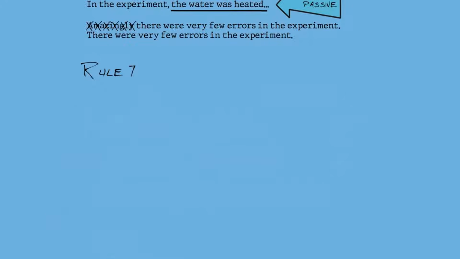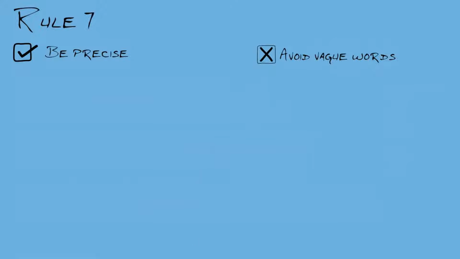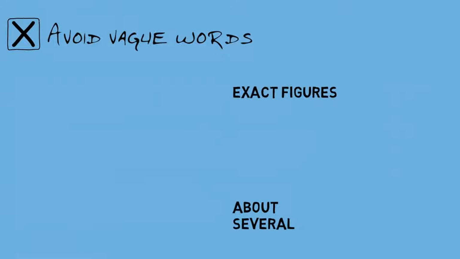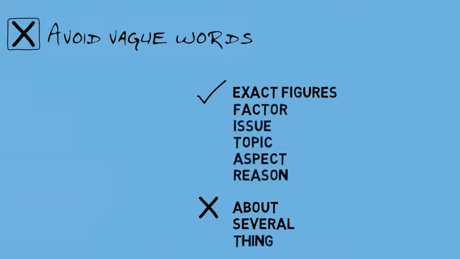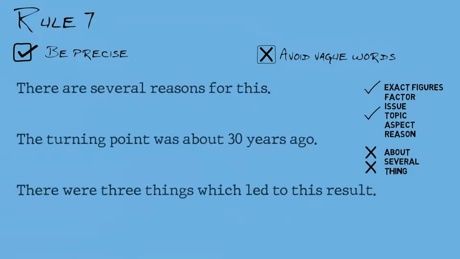Rule 7. Be precise and avoid vague words. In academic writing, you should try to be as precise as possible. So if you have exact figures, you should use exact figures rather than words like about or several. And you should try to use precise words like factor or issue or topic or aspect or reason instead of words like thing. So here are 3 sentences which are not very precise.